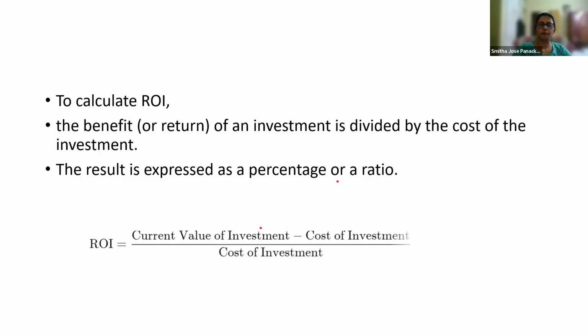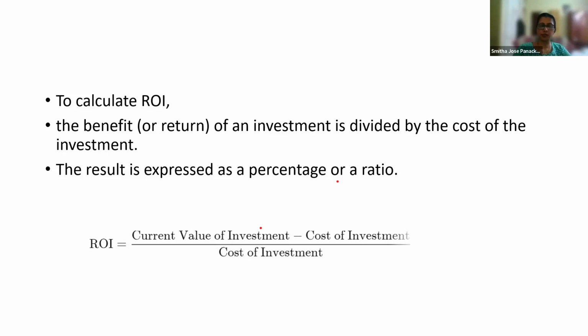What do you mean by benefit? Benefit is your return, divided by cost. And we usually express this in terms of percentage or a ratio. The formula we use to calculate return on investment is current value of investment minus cost of investment, divided by cost of investment. Okay, this is the most common calculation we use to express return. A return on investment is a general calculation we use to express the return of an investment.